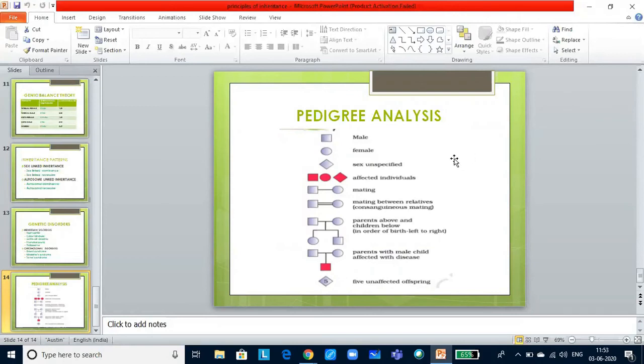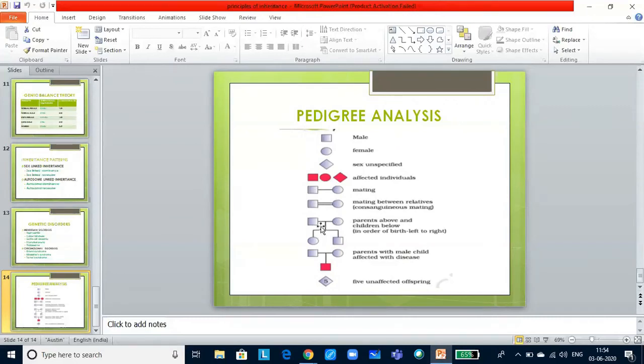Now, in a pedigree analysis, this will be the kind of representations you make. A male is represented by a box, female by a circle. If you do not know the sex, it is represented by a rhombus. If it is shaded, then the individuals are affected. If a male and female are joined by one line, that means they are married and unrelated. If there is a marriage between consanguineous or close relatives, you show it by a double line, and this will be the parental generation.